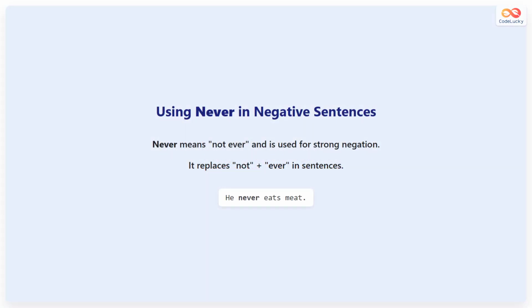The word never replaces the phrase not ever. It is used to make strong negative statements. For example, instead of saying I do not ever eat meat, we say I never eat meat. This makes the sentence shorter and stronger.